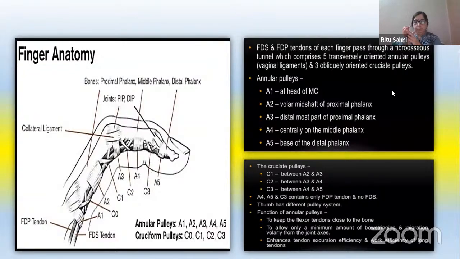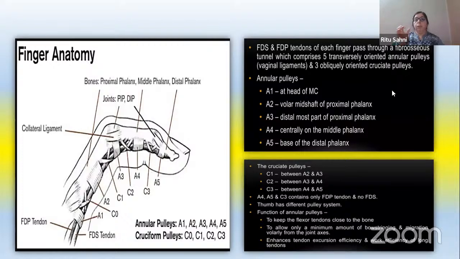Because of that, when we train a patient who has a grip problem, if there is weakness of the flexor digitorum profundus, they will not be able to hold the fingers in the flexion position at the distal phalanx. The superficialis tendon comes up to the middle, but after that only the profundus goes on. So these are the things.